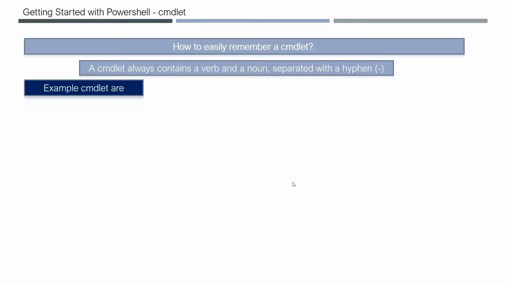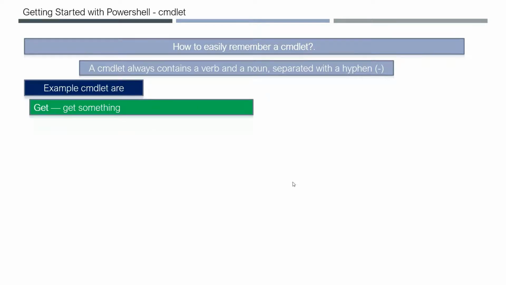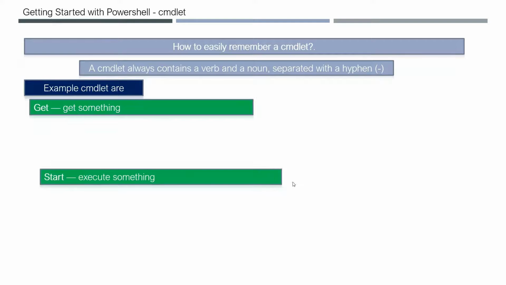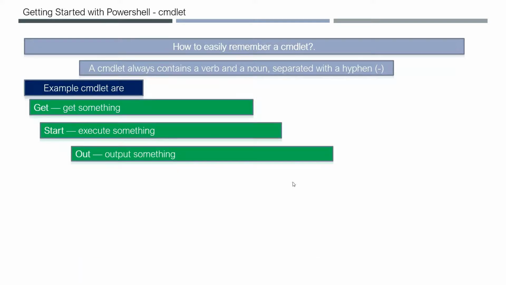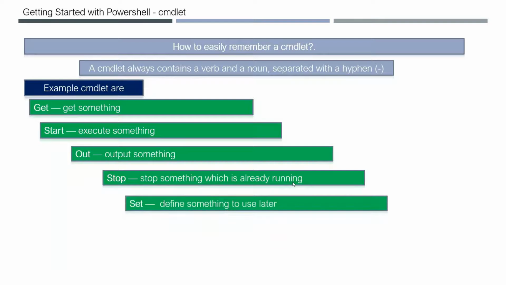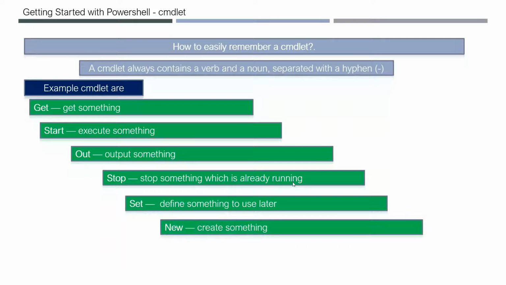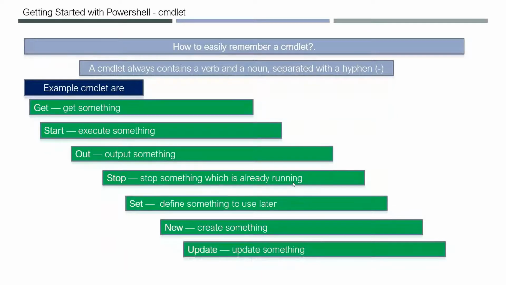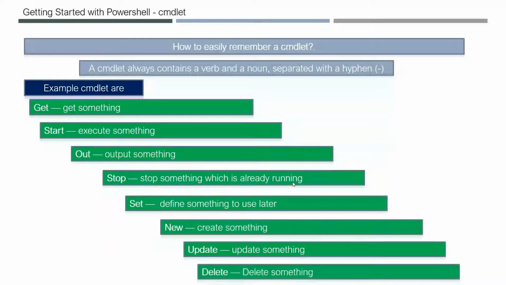So example cmdlets you can see. Get, to get something. Start, to execute something. Out, to output something. Stop, to stop something which is already running, like your services. Set means you are setting some values of something. New is about creating something. Updating existing items. Deleting existing items. Okay. Likewise, if you want to do anything, it's all about CRUD operations, right? Create, read, update, delete. That's what you call CRUD.